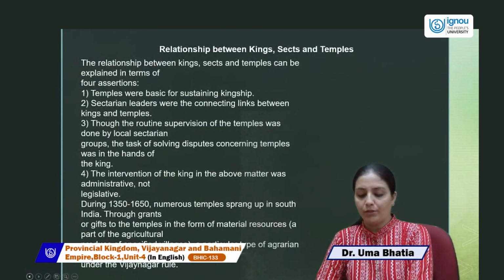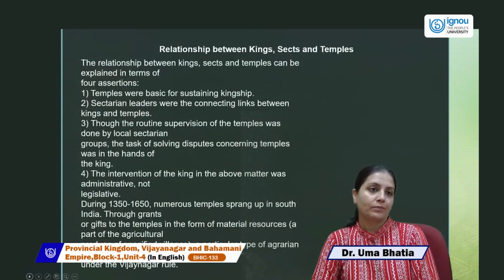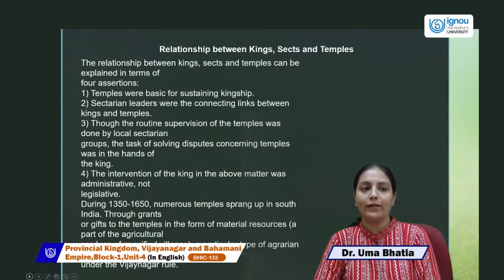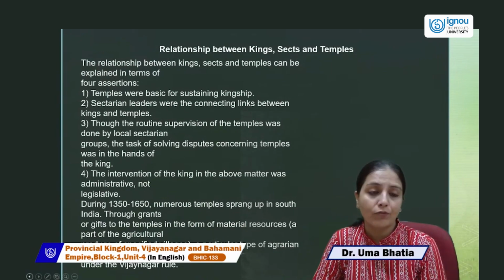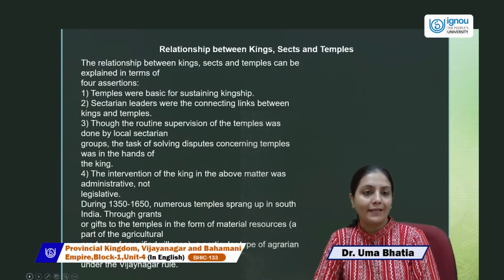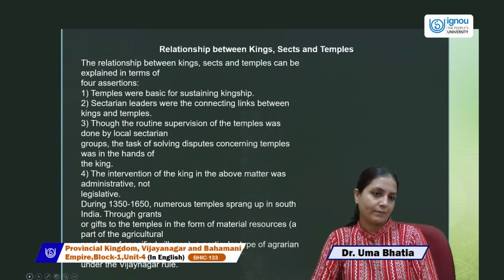Relationship between kings, sects, and the temples. Yes, these relationships are explained in terms of four assertions. Number one, temples were the basis for sustaining kingship. Sectarian leaders were the connecting links between kings and temples.